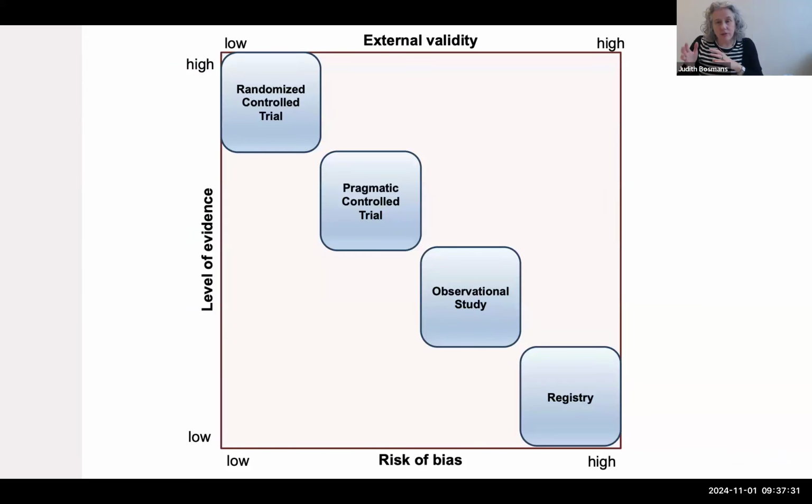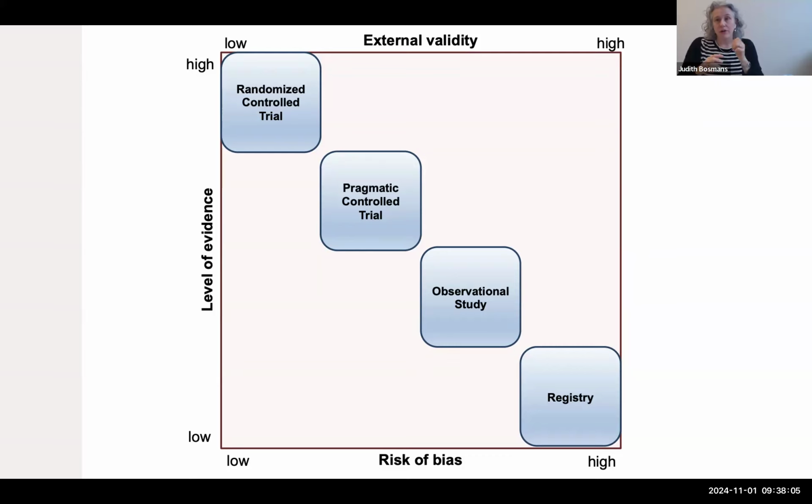So basically what you have to do is make a balance between the level of evidence that you want to have on one side and the risk of bias and the external validity that you need to make a decision. So the randomized controlled trial in this figure is in the upper left corner. So we have a high level of evidence because of the randomization. So any effect that we find, we can attribute to the intervention that the patient received.